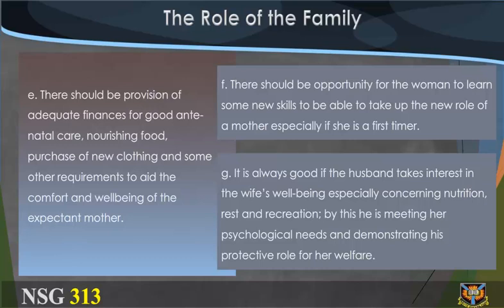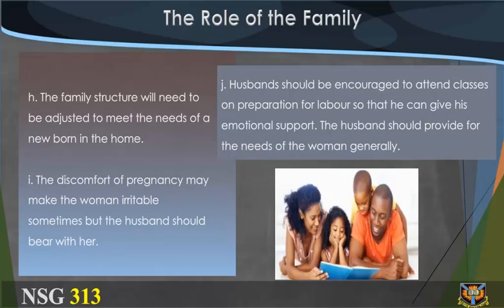G. It is always good if the husband takes interest in the wife's well-being, especially concerning nutrition, rest, and recreation. By this, he is meeting her psychological needs and demonstrating his protective role for her welfare. H. The family structure will need to be adjusted to meet the needs of a newborn in the home.